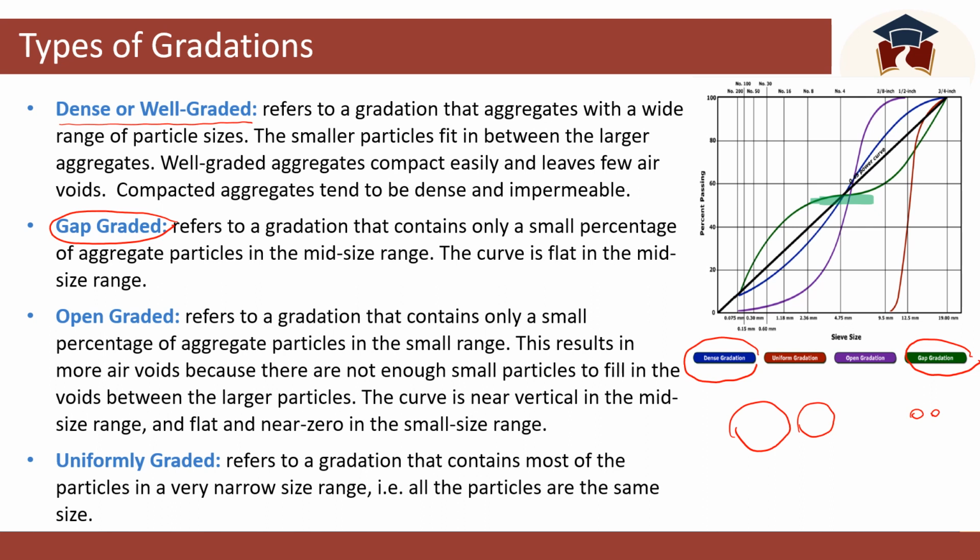If you look at the description here, gap graded refers to a gradation that contains only a small percentage of aggregate particles in the middle size range. The curve is flat in the mid size range.